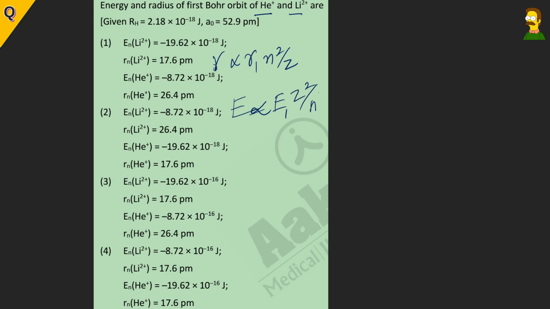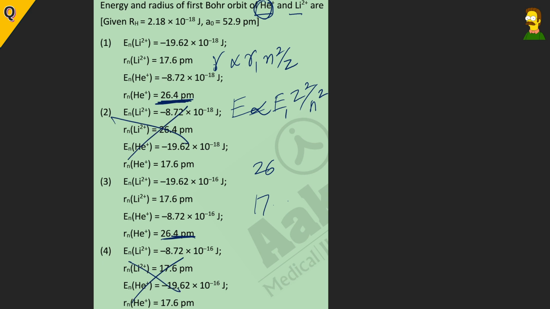Z square by n square. Okay, cool. So I've got to divide by Z, which means divide by 2, divide by 3. So I get 26 point something and 17 point something, or 16 point whatever, 53 would be. Now where do I see these numbers, 26 and 17 point whatever? Okay, everywhere. But I am dividing by 2 for He plus. So where is He plus? Dividing by 2, so 26.4 I see here and I see here. So I can scratch out these two.